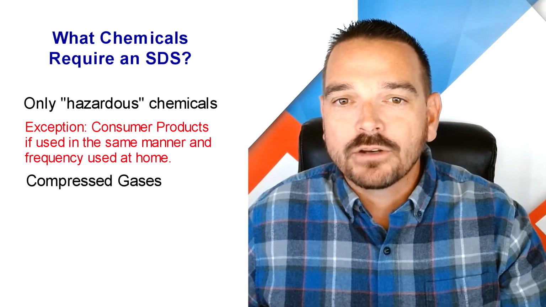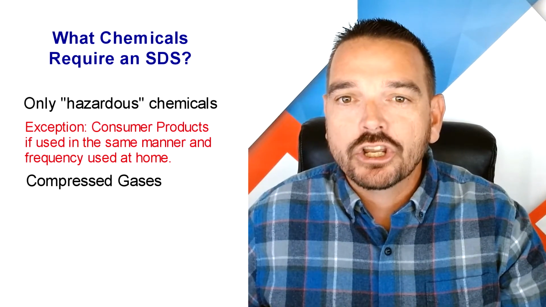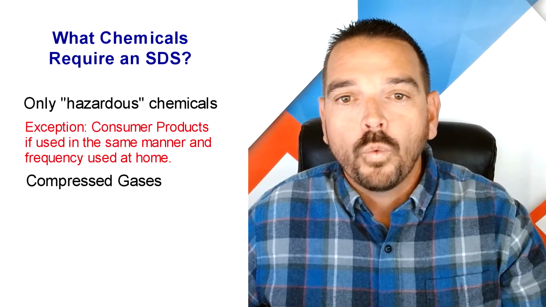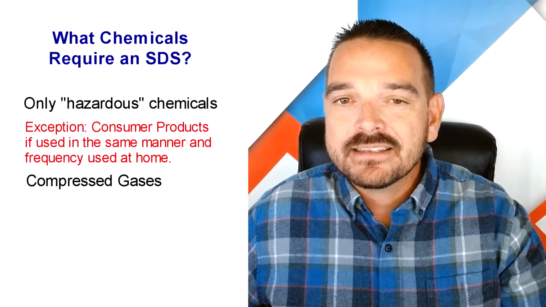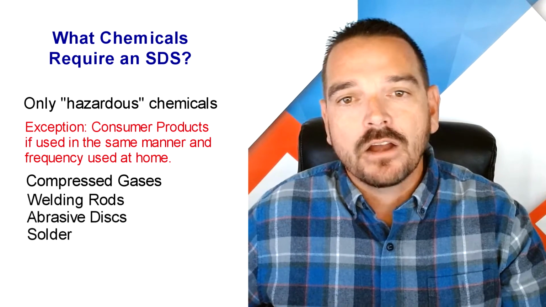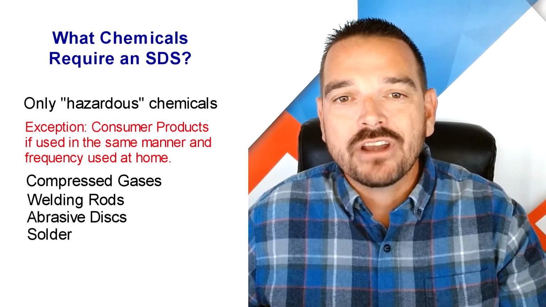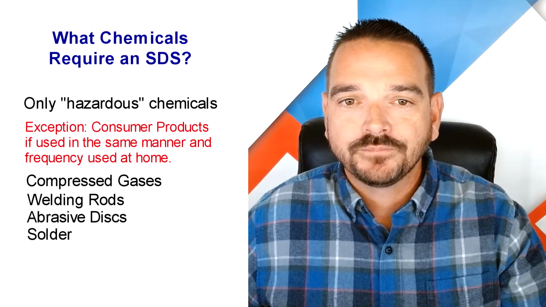Another overlooked category for your hazardous chemical list are consumables that release hazardous chemicals when used. Welding rods, abrasive discs, solder, and flux are the most common forms of hazardous consumables, so be sure to add those to your list as well.